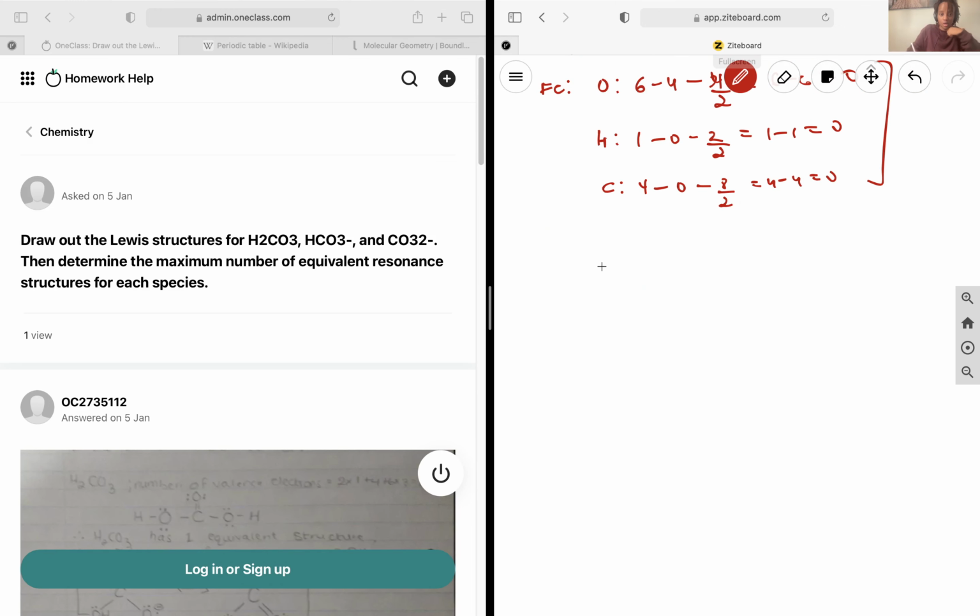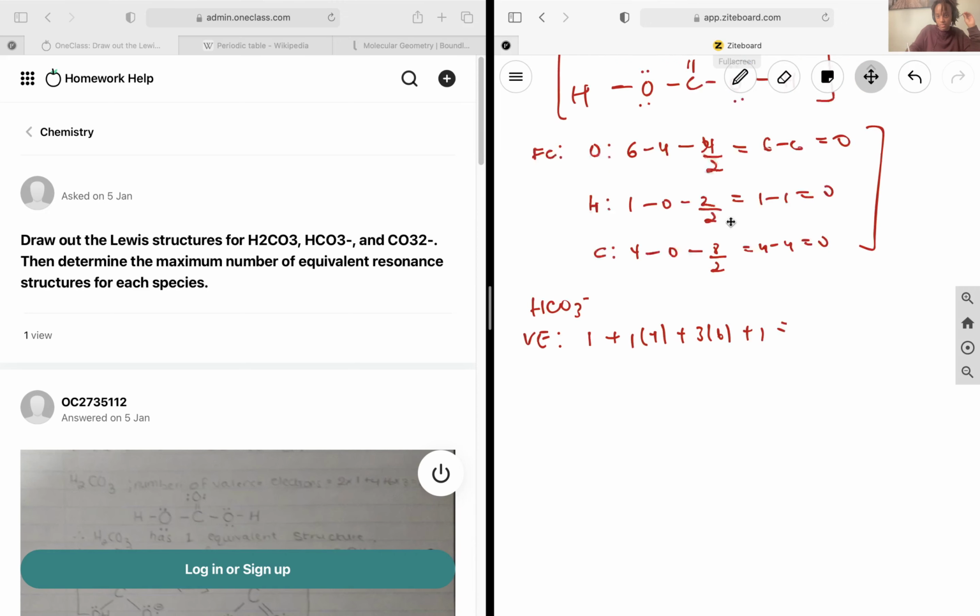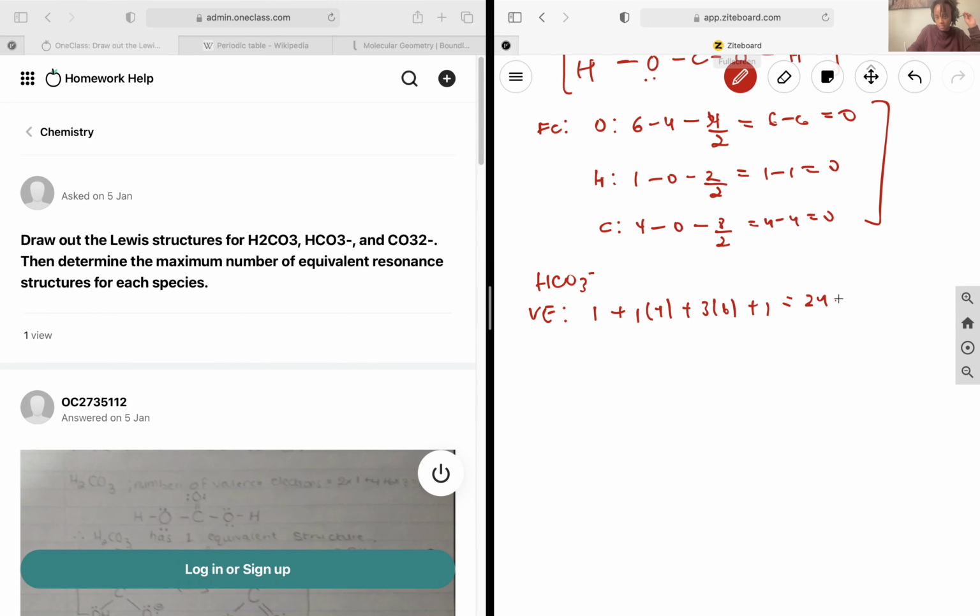And so let's move on to our next one, which is HCO3 minus. Let's count our valence electrons. We're going to have 1 plus 1 by 4 plus 3 by 6 plus the additional 1 because of the charge. And that is going to give us 2 plus 4 plus 18, which just happens to be exactly what we have here. So we're still going to have 24 electrons to play with. Again, let's draw our skeleton. But remember, we only have 1 H, so we can put that on either side.